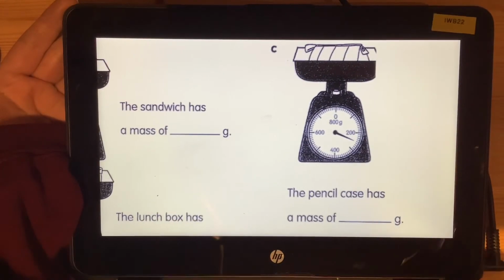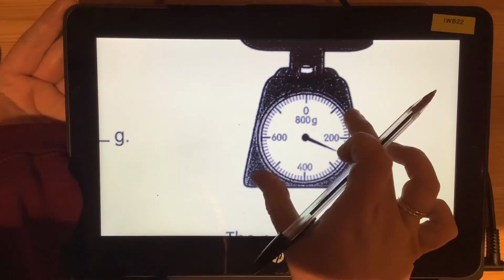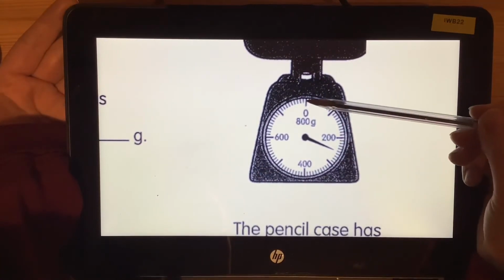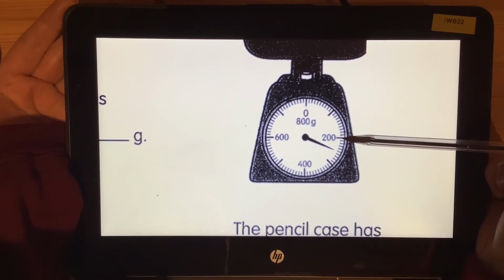Question C, the pencil case. This one is a little bit trickier. I wonder if it will let me zoom in a little bit more. Brilliant, it will. I know that from there to there is 100, and from there to there is 100, and that's why that marker is 200.